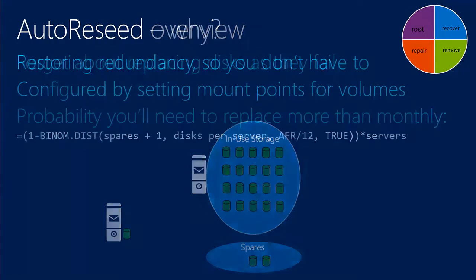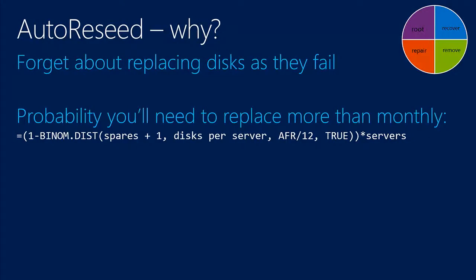All right. Now, why? Again, it's all about not having to replace disks as they fail. So here's the formula. This is the actual formula that we use to determine the probability that we'll need to replace disks more than once a month.